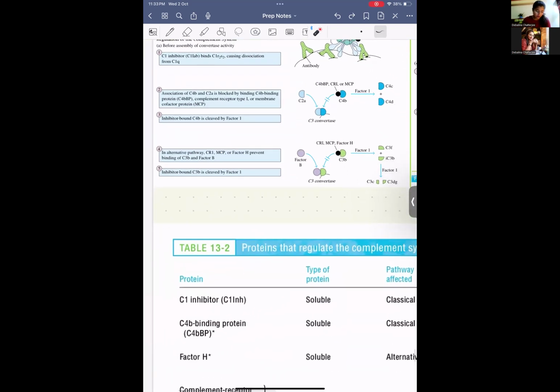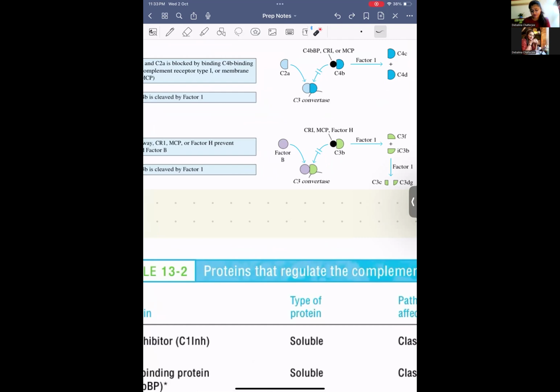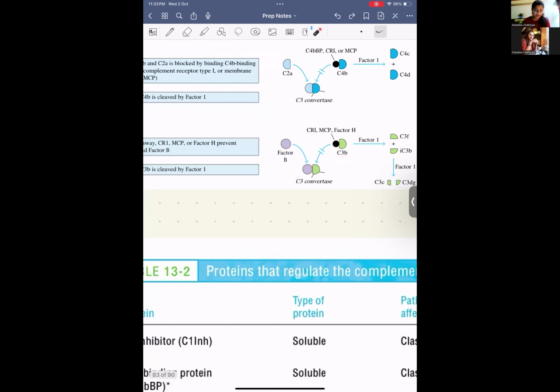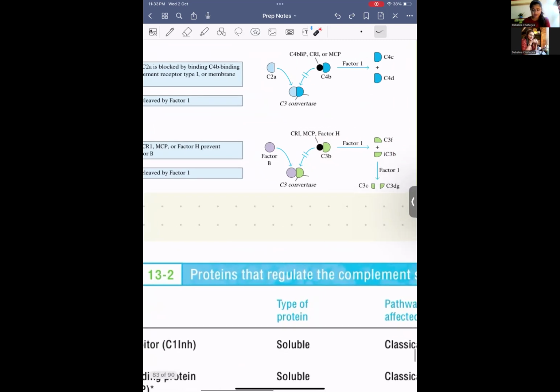And so all this is happening for your classical pathway and the lectin pathway. The other possibility is in the alternative pathway. So in the alternative pathway, similarly, C3b can be bound by some inhibitory proteins such as CR1, MCP, or factor H, or we can have involvement of factor I that cleaves the C3b into different components, different than what is required, and eventually the C3 convertase assembly fails.